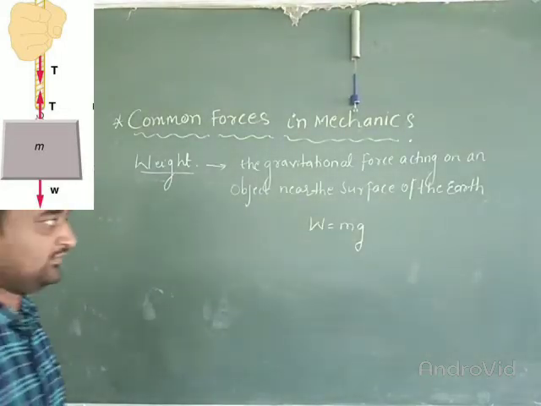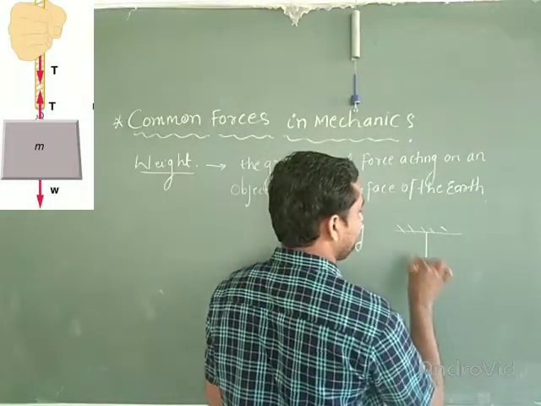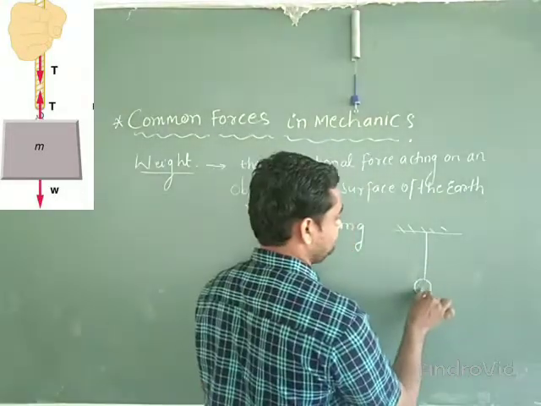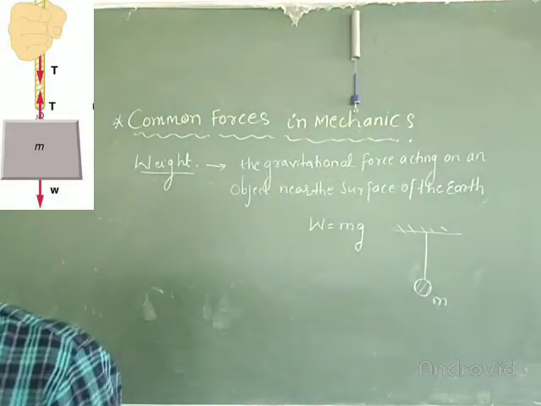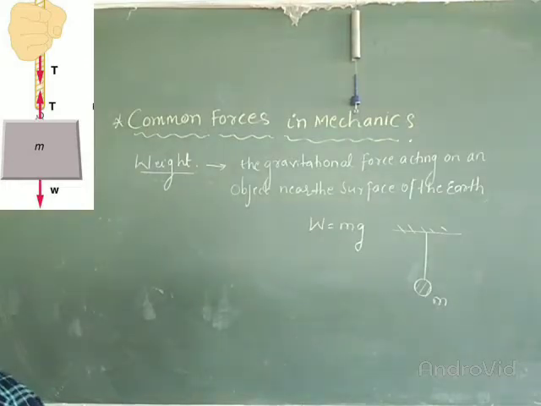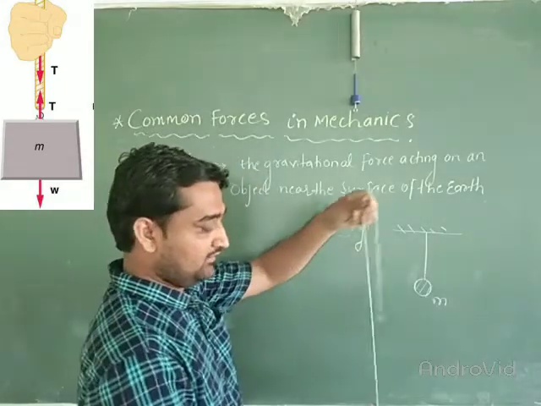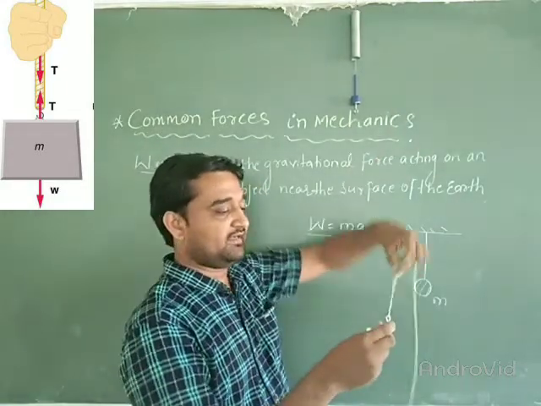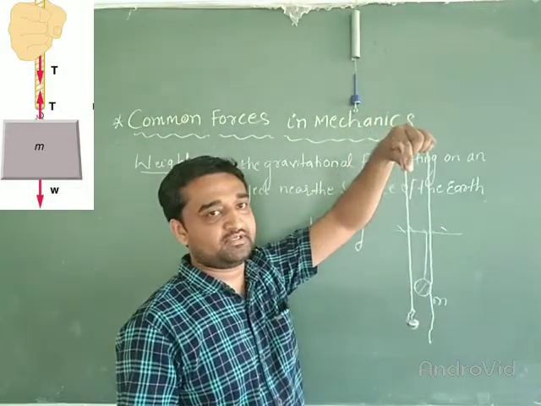So for example, an object or body of mass m, which is held at the rigid support. Now what is the gravitational force acting on it? That is W is equal to M into G. For example, here we have the body, right? What is the gravitational force acting on it? That is called the weight of the body.